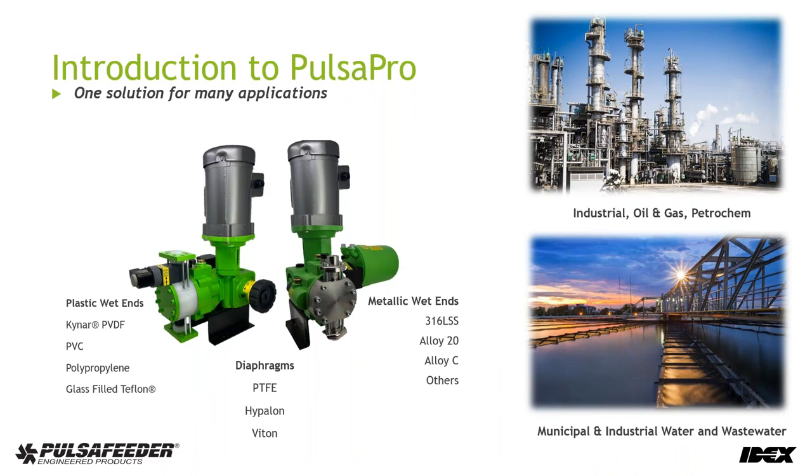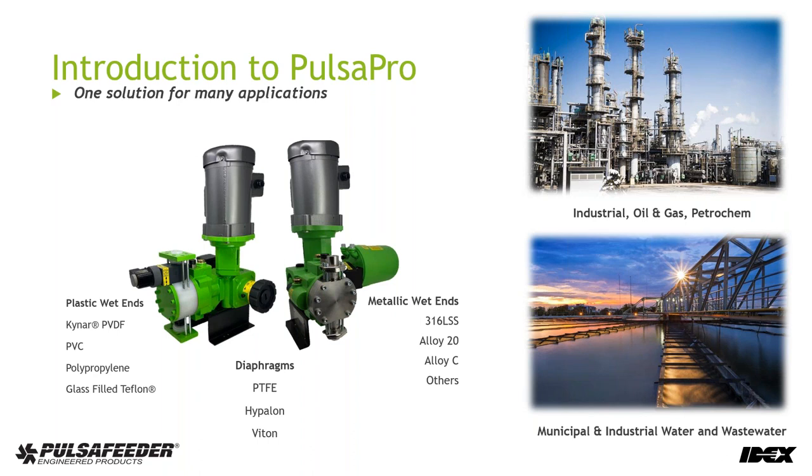The PulsaPro is also used in many applications. We call it one solution for many applications. It's used in industrial oil and gas, petrochem, and municipal and industrial water and wastewater. It's provided in materials of construction for a wide range of chemicals. On the right-hand side, you can see a metal-headed pump that's available in 316, alloy 20, alloy C, and others. We've done custom engineering depending on whatever the application is.